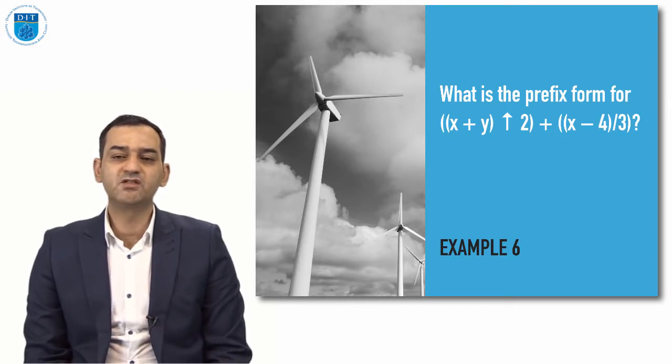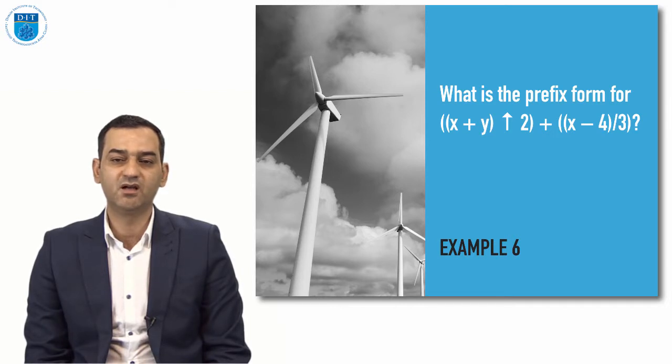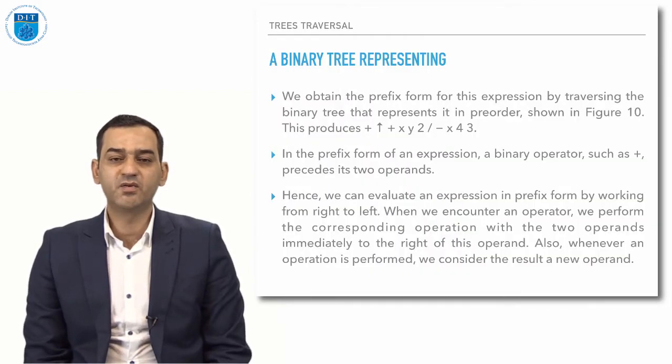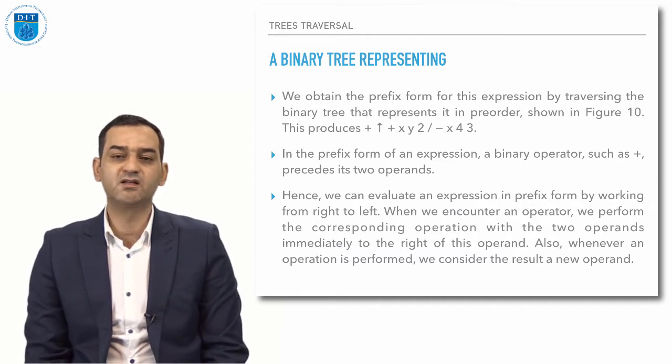What is the prefix form for (x + y)^2 + (x - 4)/3? We obtain the prefix form for this expression by traversing the binary tree that represents it in pre-order. Shown in figure 10, this produces + ^ + x y 2 / - x 4 3. You can see the full expression in the slide.